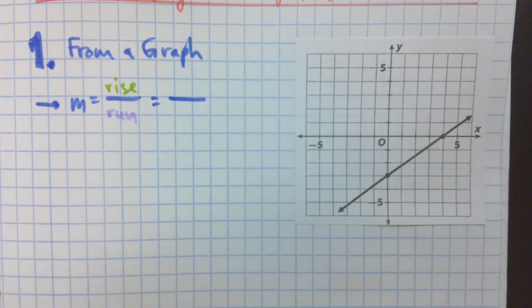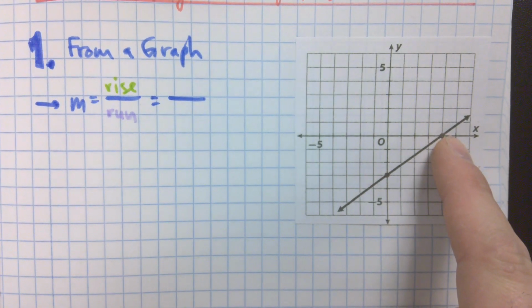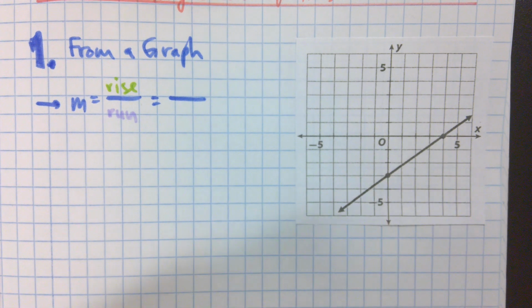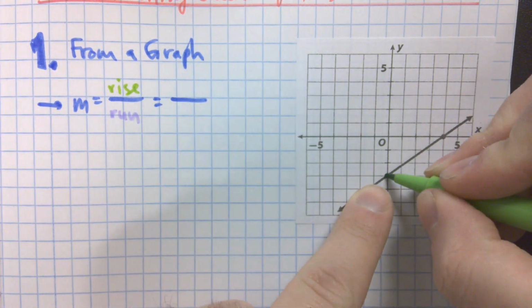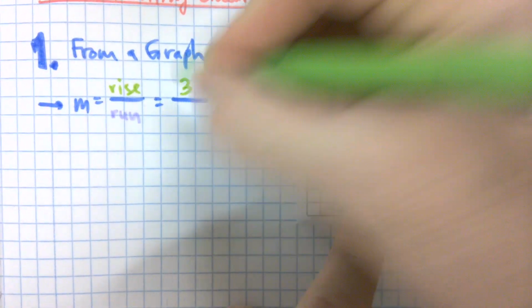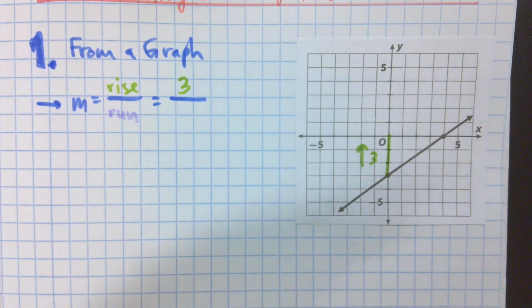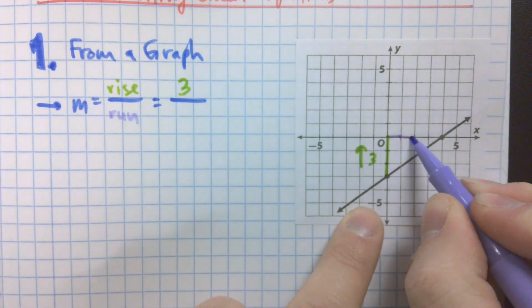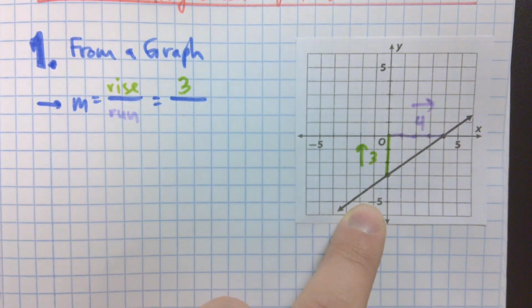Which point do we want to start with? Do we want to start counting from this point on the left or this point on the right? The one on the left. All right? Are we going to rise up or are we going to rise down? We're going to rise up. 1, 2, 3 spaces up. We've got a rise of 3. How many spaces should I run over? 1, 2, 3, 4. Close. 4 spaces over to the right.